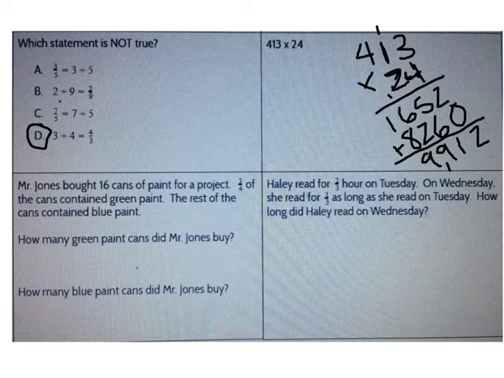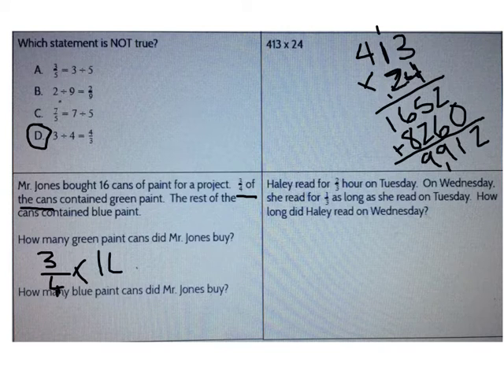Mr. Jones bought 16 cans of paint for a project. 3/4 of the cans contained green paint. The rest of the cans contained blue paint. First, how can we solve this problem? What operation would we need to use? We need to use multiplication. When we find a fraction of a number, we multiply that fraction by that number. 3/4 times 16. When I multiply 3/4 times 16, what improper fraction do I get?